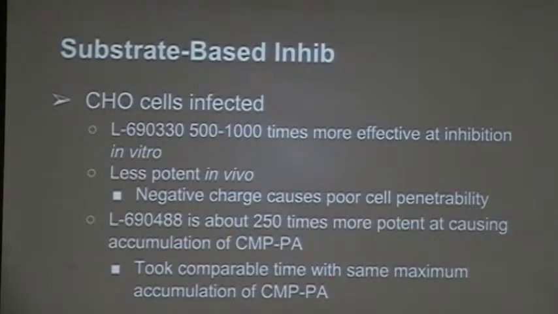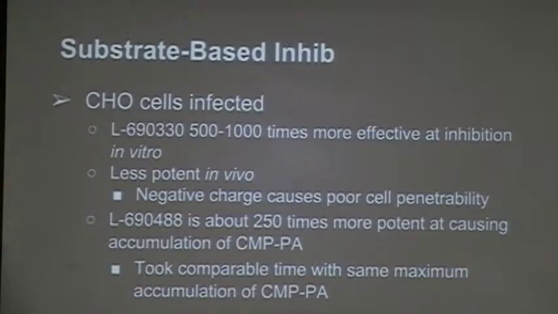So then back to the substrate-based inhibitors, the L690-330 and the L690-488. The L690-330 was found to be 500 to 1,000 times more potent outside the cell than lithium was. But when they tested it inside Chinese hamster ovary cells, it was found that it was much, much less potent, because very few of the compound actually got into the cell, as mentioned before, so there's less of the inhibitor to actually compete with the substrate. So then they used the L690-488, and it was more potent.